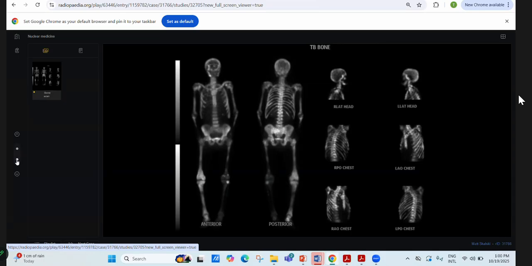Ma'am, this is likely a super scan, and I can see that there are multiple areas of uptake involving the vertebrae, as well as the sternum and the base of the skull, as well as the sacroiliac joint. Possible differentials include Paget's disease, as well as other possibilities of hyperparathyroidism or metastasis.